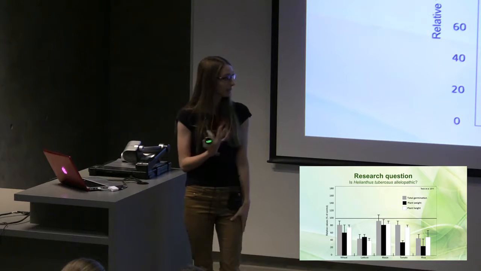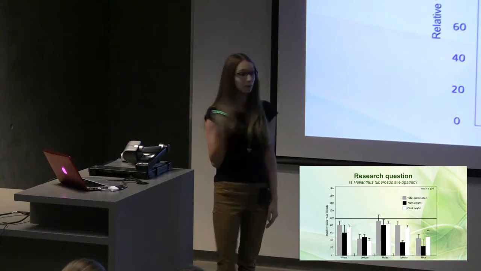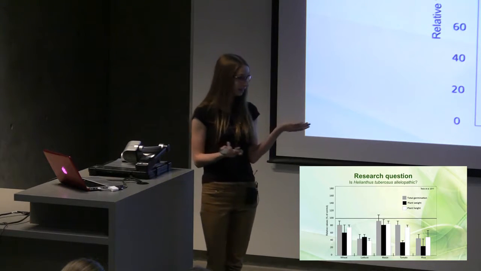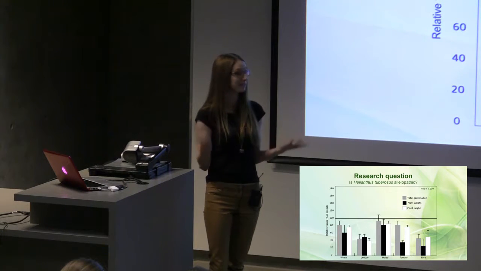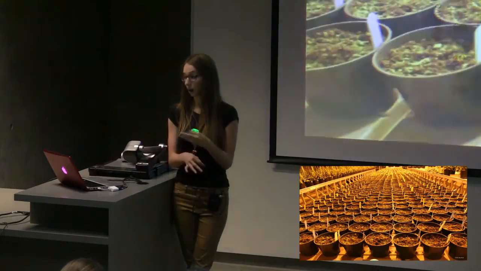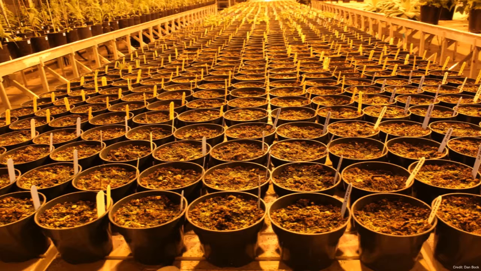What we wanted was species-wide confirmation that Helianthus tuberosus is allelopathic. And remember, we also wanted to test more than one plant species. We wanted to test the parents as well. And we wanted to test more than one population. We wanted to look at invasive versus native. So to answer our research question, we had to grow a lot of sunflowers. This is the greenhouse where we grew a lot of our sunflower specimens.